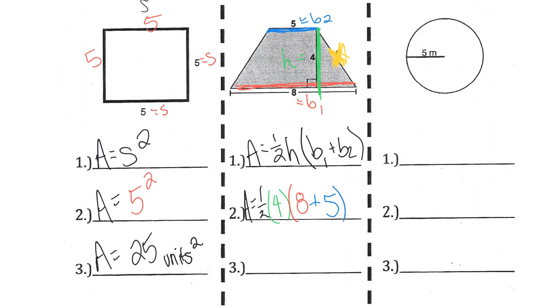So let's plug this in, and you have to plug it in exactly how you saw it. You have to add your base 1 and your base 2. On my calculator, I'm going to type it in exactly how I see it: 1/2 times 4 times parentheses 8 plus 5 end parentheses. Make sure these are in parentheses on your calculator, or it won't add or multiply correctly. If you plugged it into your calculator correctly, you should have gotten 26.